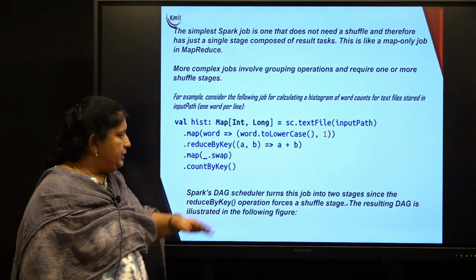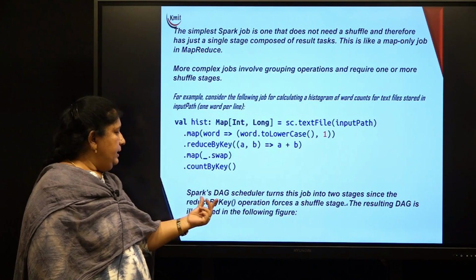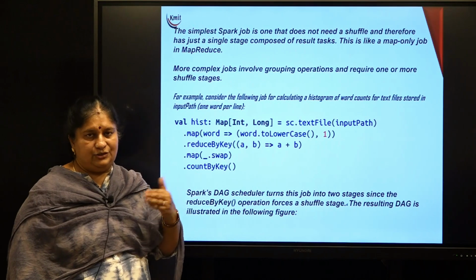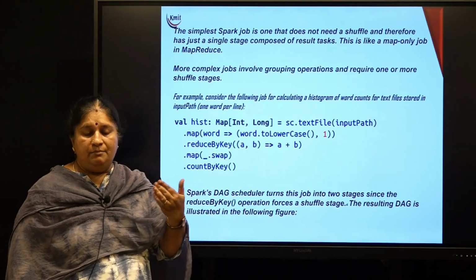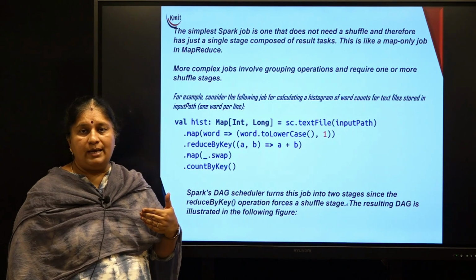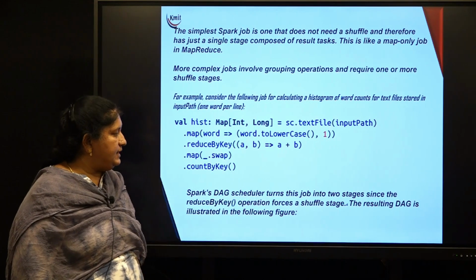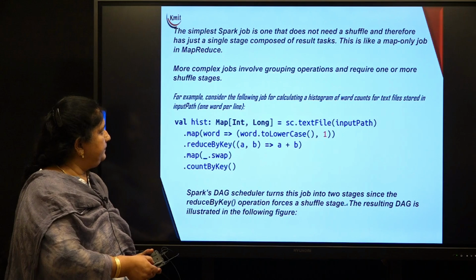Spark's DAG scheduler turns this job into two stages, since the reduce by key operation forces a shuffle stage. Whenever you are trying to work with a reducer, also remember in MapReduce we have something called the sort and shuffle phase. So the same kind of shuffle stage will be required. The resulting DAG will be like this.